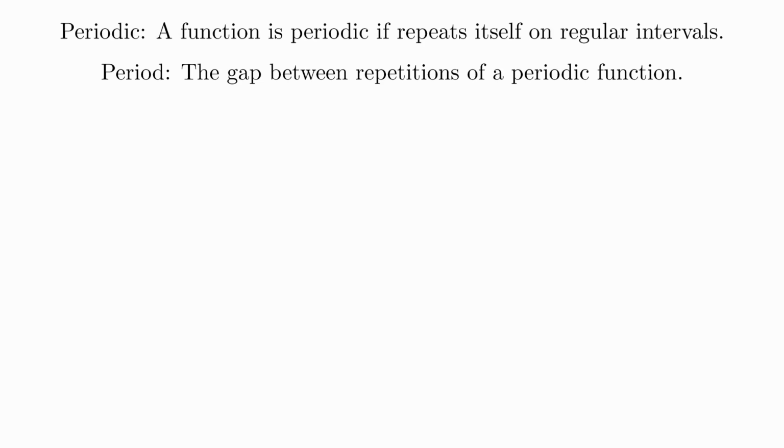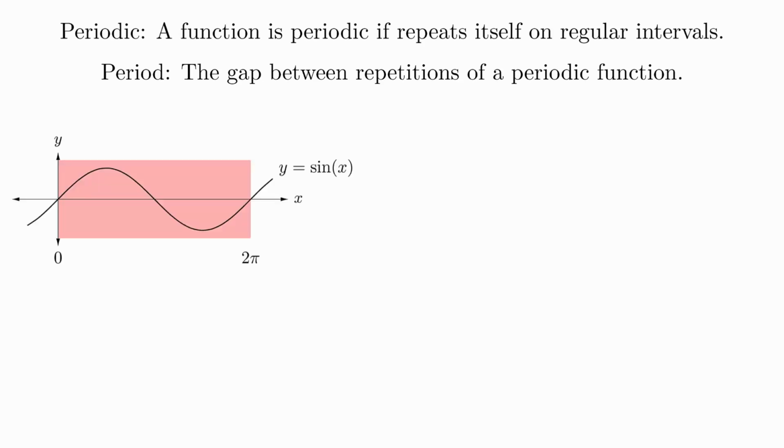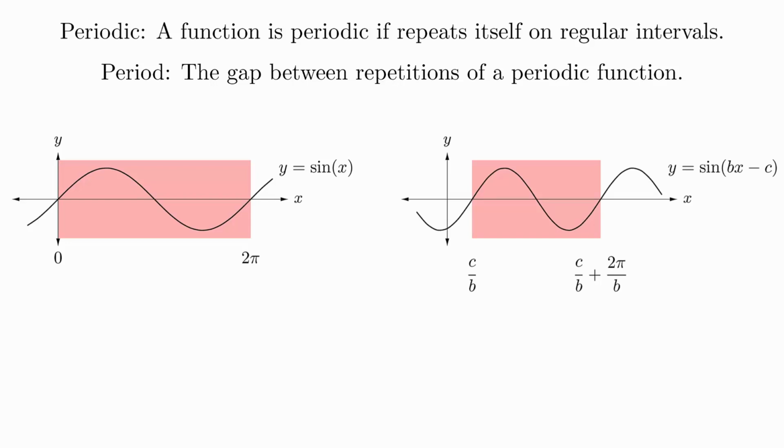Before we get into the details of that, we want to take a moment to talk about the features of the graphs that we will be focusing on. The first is the period of the function. A function is periodic if it repeats itself in regular intervals. For example, we've seen that both the sine and cosine functions are periodic with period 2 pi. As the graphs get transformed, the period might change.